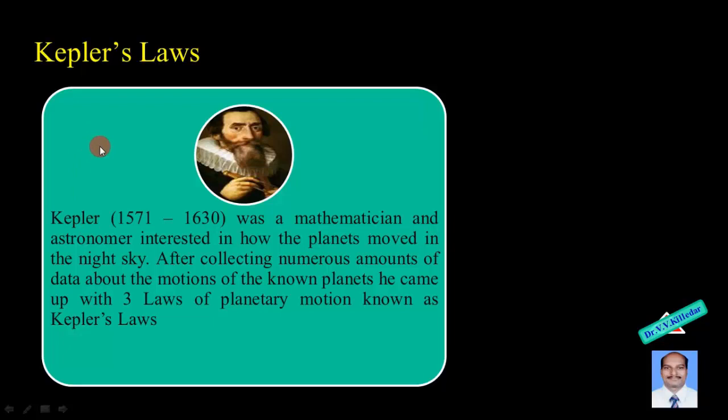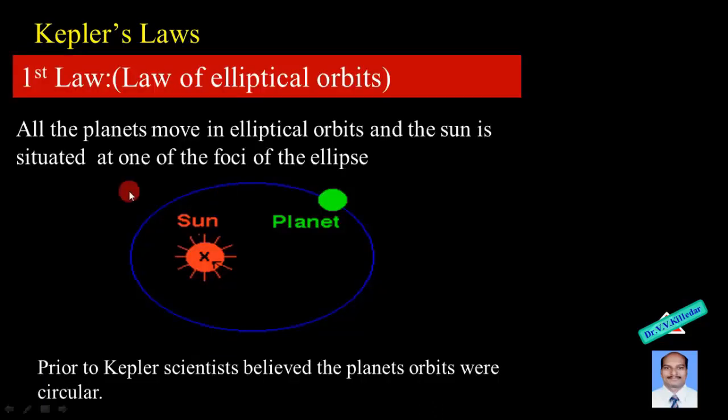Now let us consider Kepler's laws of planetary motion. Kepler was a mathematician and astronomer interested in how the planets moved in the night sky. After collecting a large amount of data about the motion of the known planets, he came up with three well-known laws of planetary motion, known as Kepler's laws of planetary motion. Let us consider Kepler's first law, also known as the law of elliptical orbits, which states that all the planets move in elliptical orbits and the sun is situated at one of the foci of the ellipse. So the path followed by the planets is not circular, but elliptical.